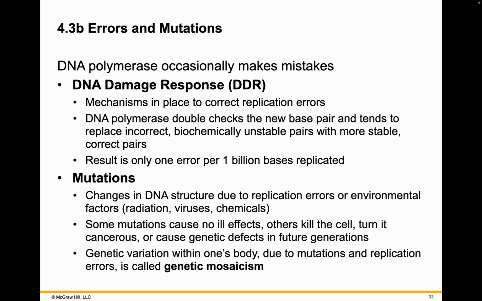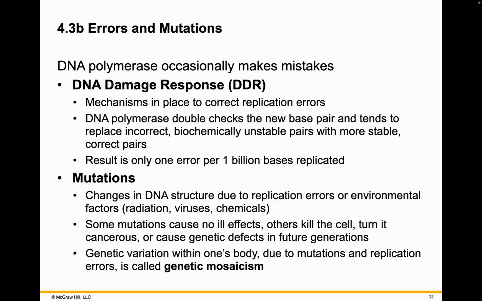Sometimes polymerase makes mistakes. It's a good thing it makes mistakes, otherwise we'd all be whatever that first life form was that formed on the planet 4.5 million years ago. We have DNA damage response, the mechanisms in place to correct replication errors. DNA polymerase double checks the new base pairs, tends to replace incorrect, biochemically unstable pairs with more stable correct pairs. And that, in the end, results in 1 error per 1 billion bases replicated.